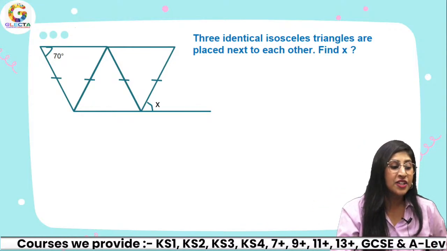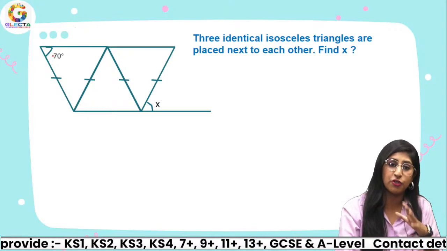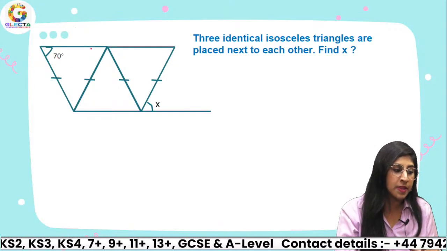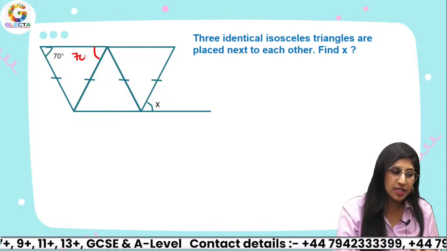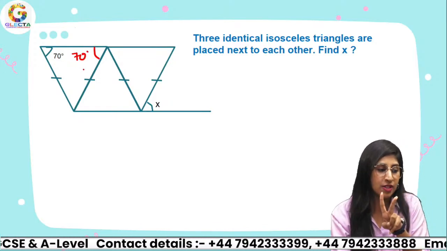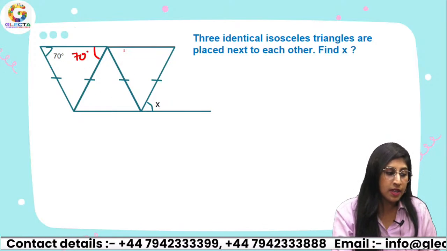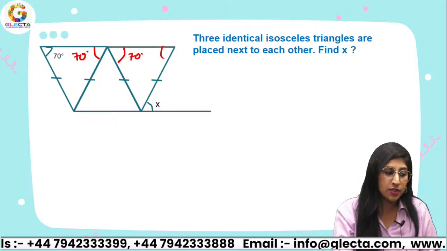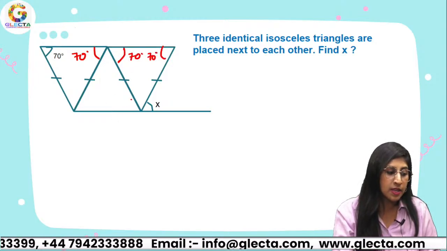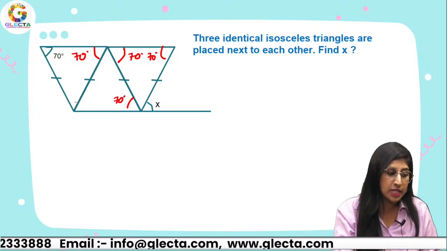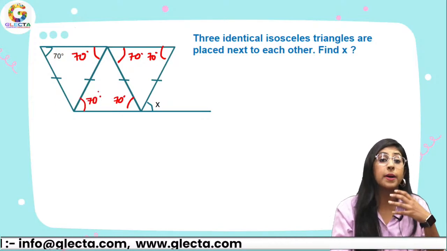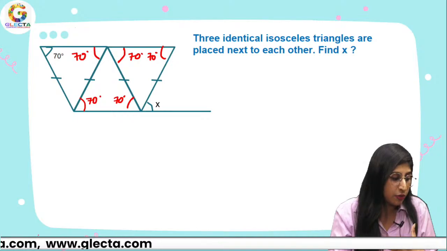So now over here, as you see on the screen, there are 3 identical triangles. So if this is 70, so of course 2 angles are same. This will also be 70. This is also going to be 70. This is also going to be 70. This angle will also be 70. This is also 70. But what about the remaining other angle?